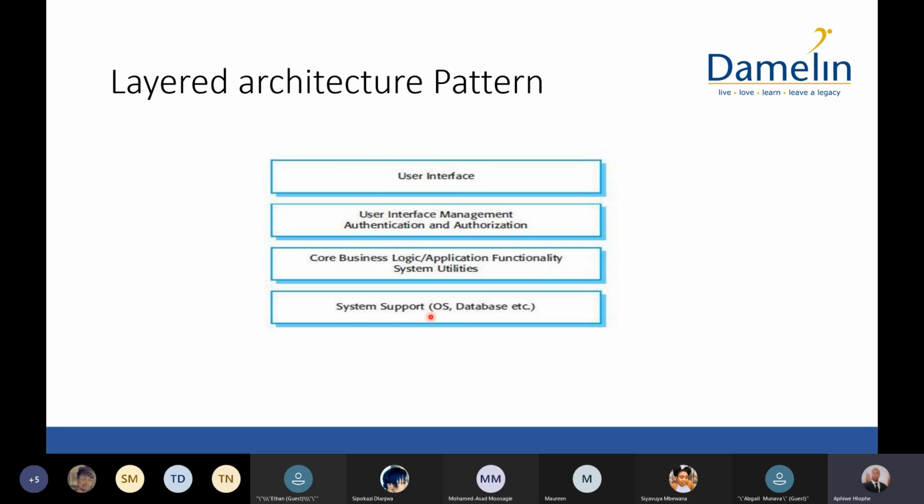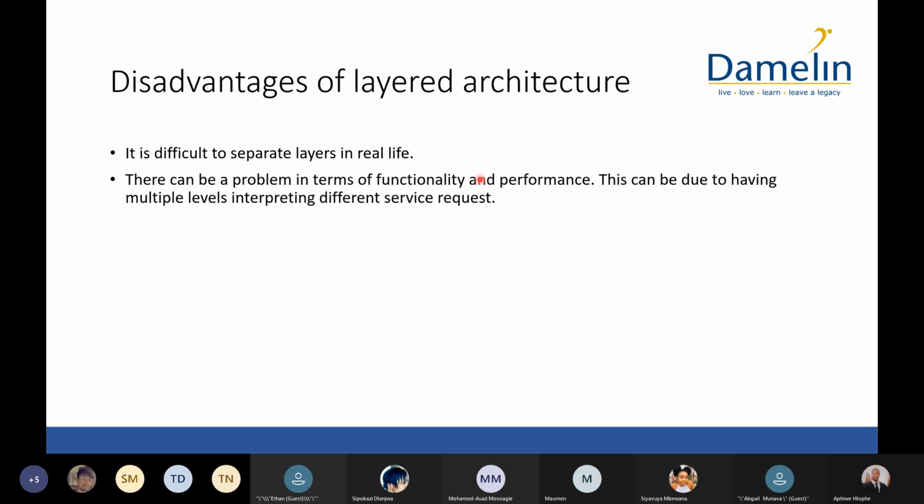We can have people that are experts at the operating system here. We can have people that are experts at the particular programming language here. We can have people that are experts at server-side validation or security. And then we can have people that are experts at designing user interfaces, or user interface designers. So what is the disadvantage of using this layered architecture? It is difficult to separate these layers in real life. It's not an easy task.